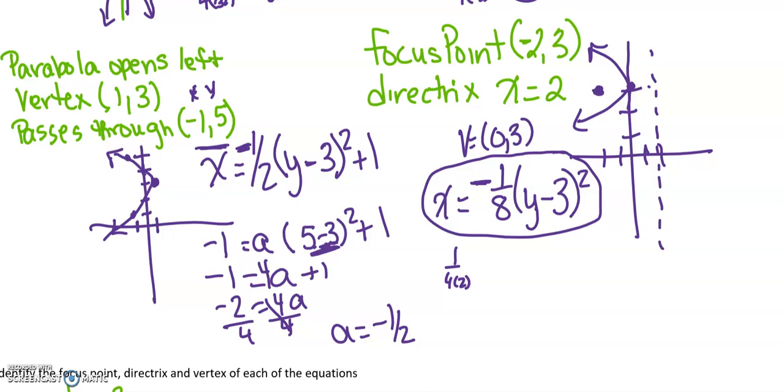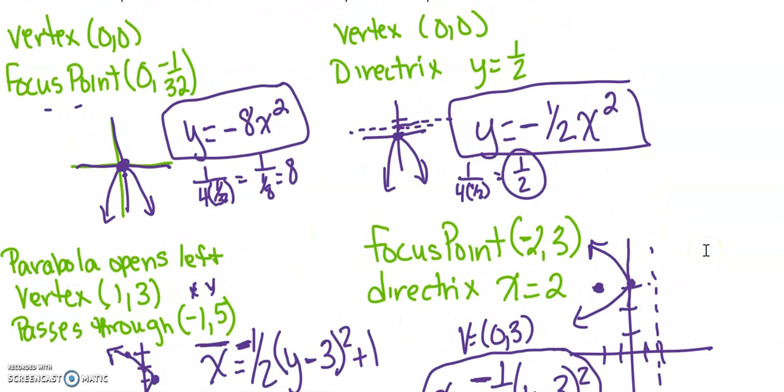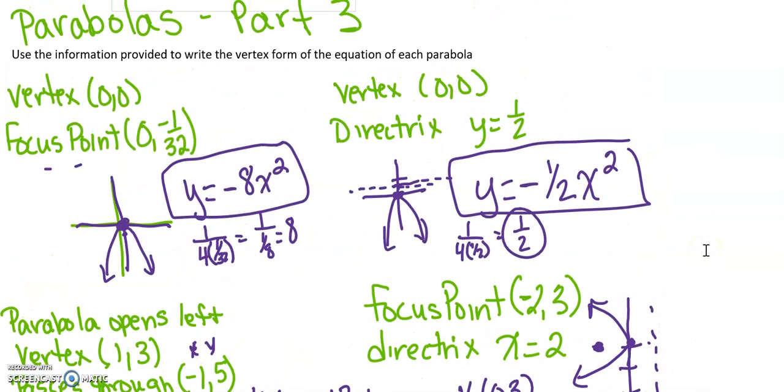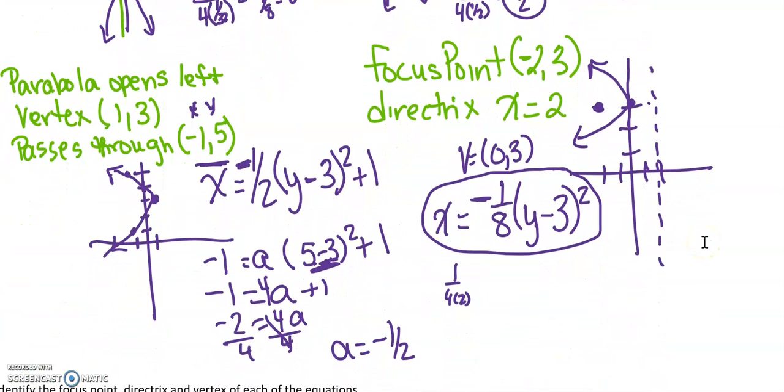Okay? Now, I try to give you a couple of different scenarios so you'd see different aspects. Vertex and the focus point, vertex and the directrix, the focus point and the directrix, and then I gave you a vertex and another point on the graph. Okay? So, hopefully these scenarios will be enough to help you with the work for today.